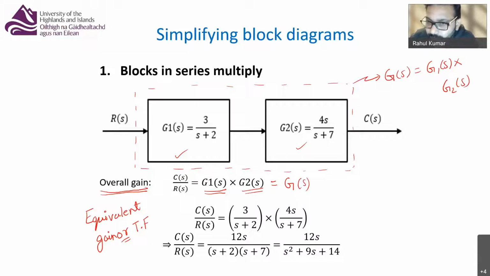So if you have two blocks connected in series, or multiple blocks, you may have 3, 4, 5, 6 blocks connected in series. In that case, if you are asked to find the overall gain or the equivalent gain or transfer function, you just have to multiply the individual gains of those blocks.